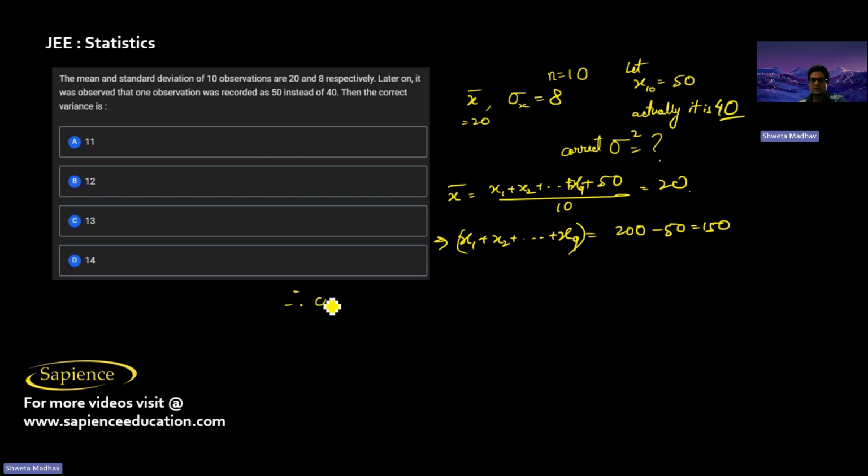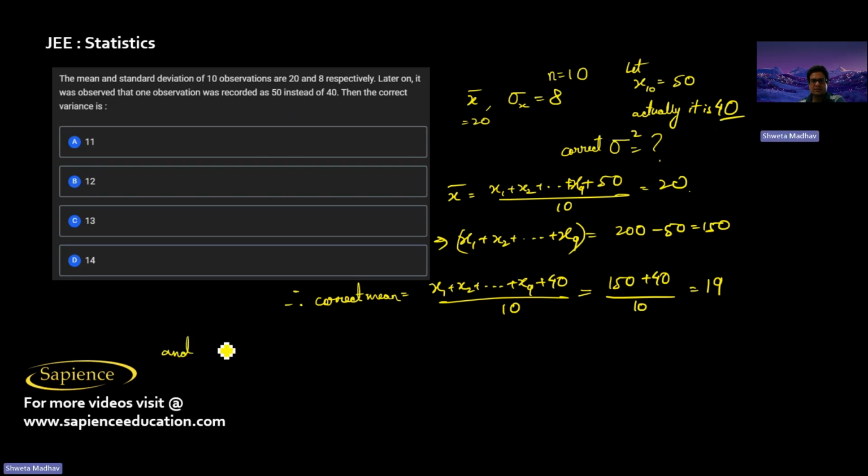So therefore the correct mean will be x1 plus x2 till x9 plus 40, since actually we have to take 40 instead of 50, divided by 10. So this will be equal to 150 plus 40 divided by 10. So that is equal to 190 by 10, that is 19.